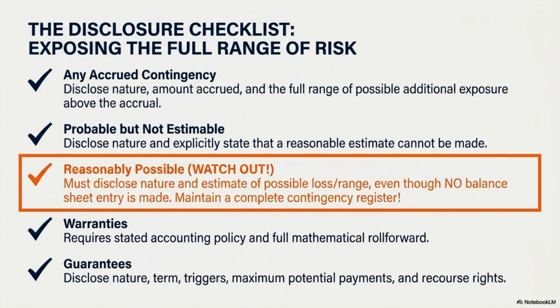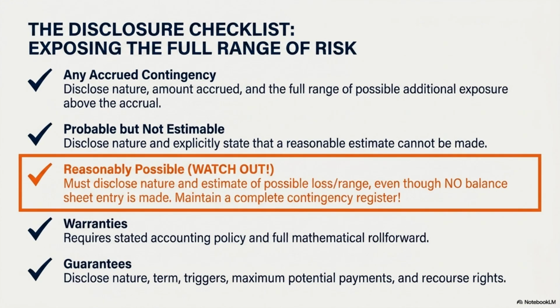This checklist is what separates complete disclosure from deficient disclosure, and the item in the orange box is the one that most commonly fails in practice. Work down the list. For any accrued contingency, disclose the nature, the amount you accrued, and the full range of possible additional exposure above the accrual. If you book the minimum of a range, the reader must see the ceiling. For probable but not estimable, disclose the nature and state explicitly that no reasonable estimate can be made. Do not just accrue zero and go silent.